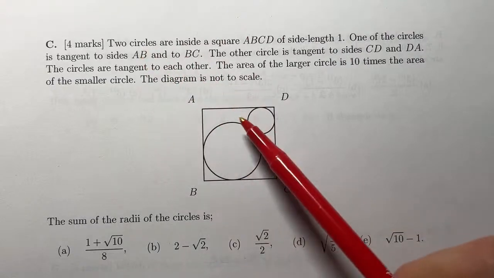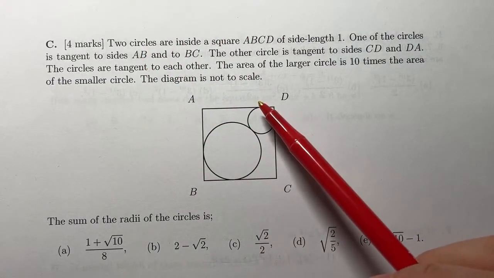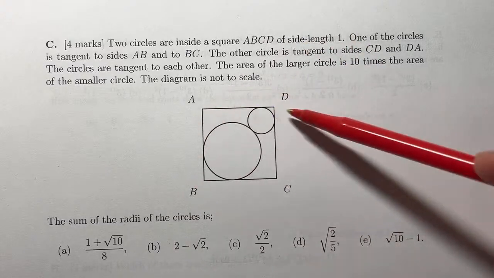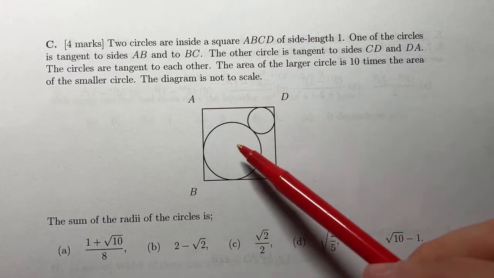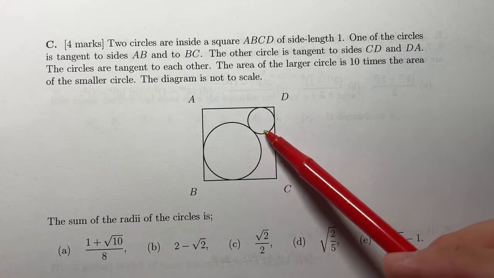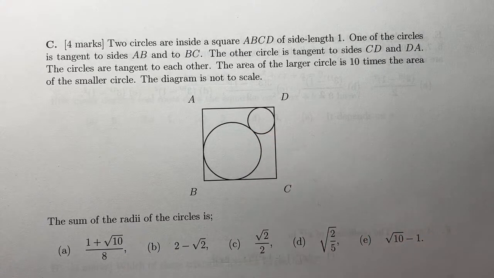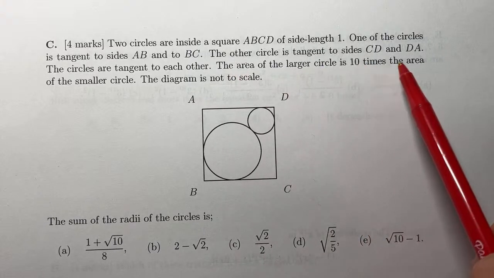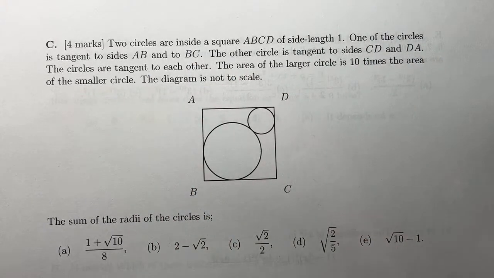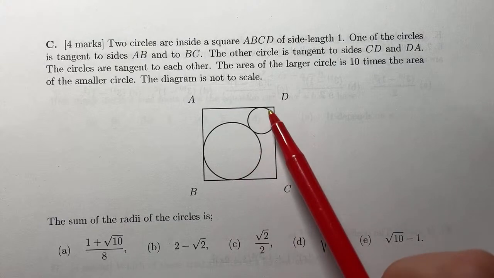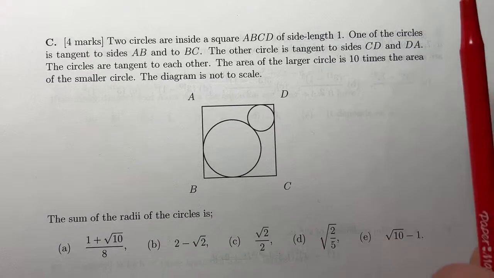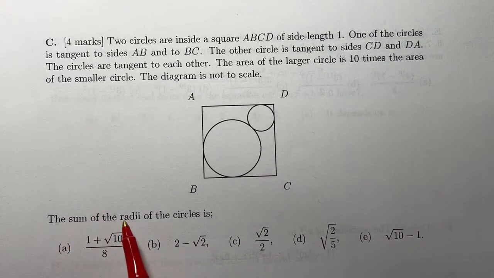So here we have 2 circles in a square like this, and the square has side length 1, so each side is 1. And we can see that this circle is tangent to that circle. And here it says the area of the larger circle is 10 times the area of the smaller circle. Okay, so this is 10 times the area of that. We are trying to find the sum of the radii of the circles.